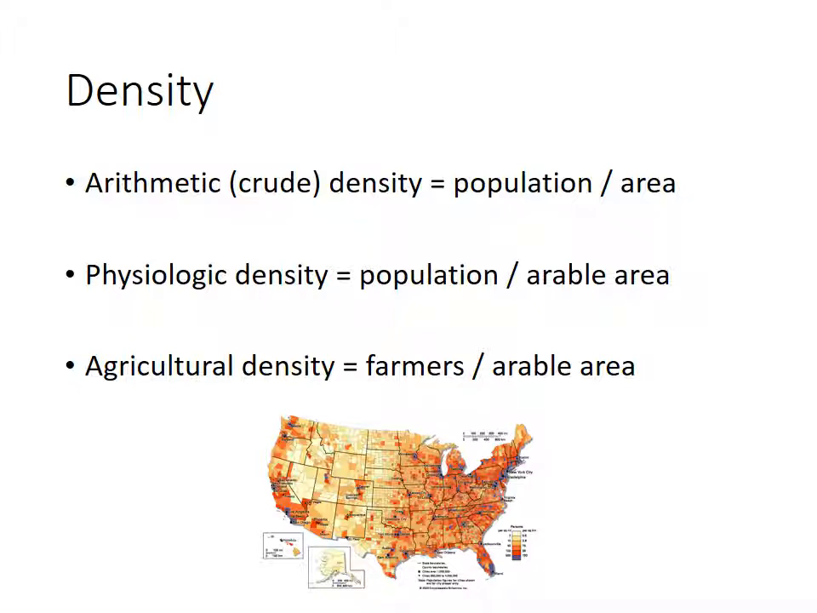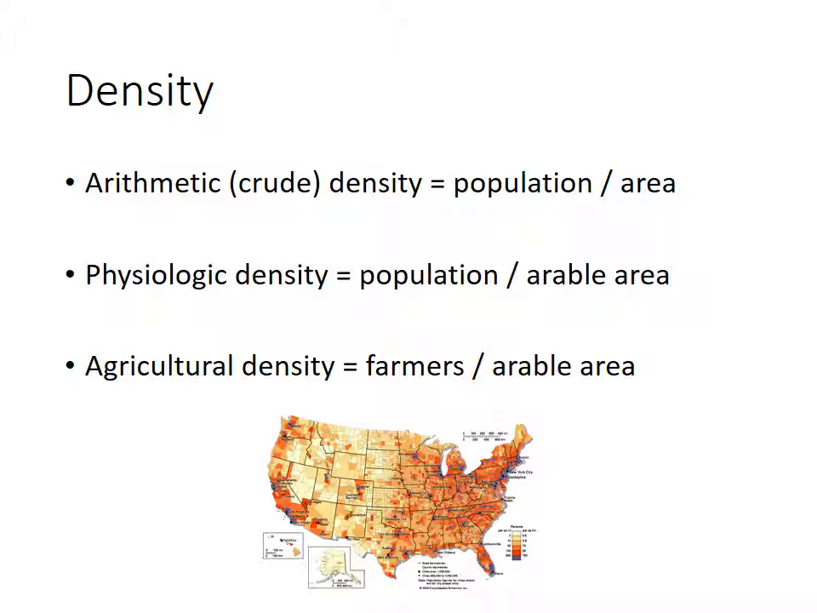Physiological density is a little more specific. You still take the full population of the state or the country you're looking at, but this time you divide it by the arable land, which remember means the land that is suitable for farming. This will actually give you a better idea of how dense it is in places that people are actually living. Whereas arithmetic density looks at the entire area of a country, physiological density is going to give you a better idea of where people actually are living in the country.